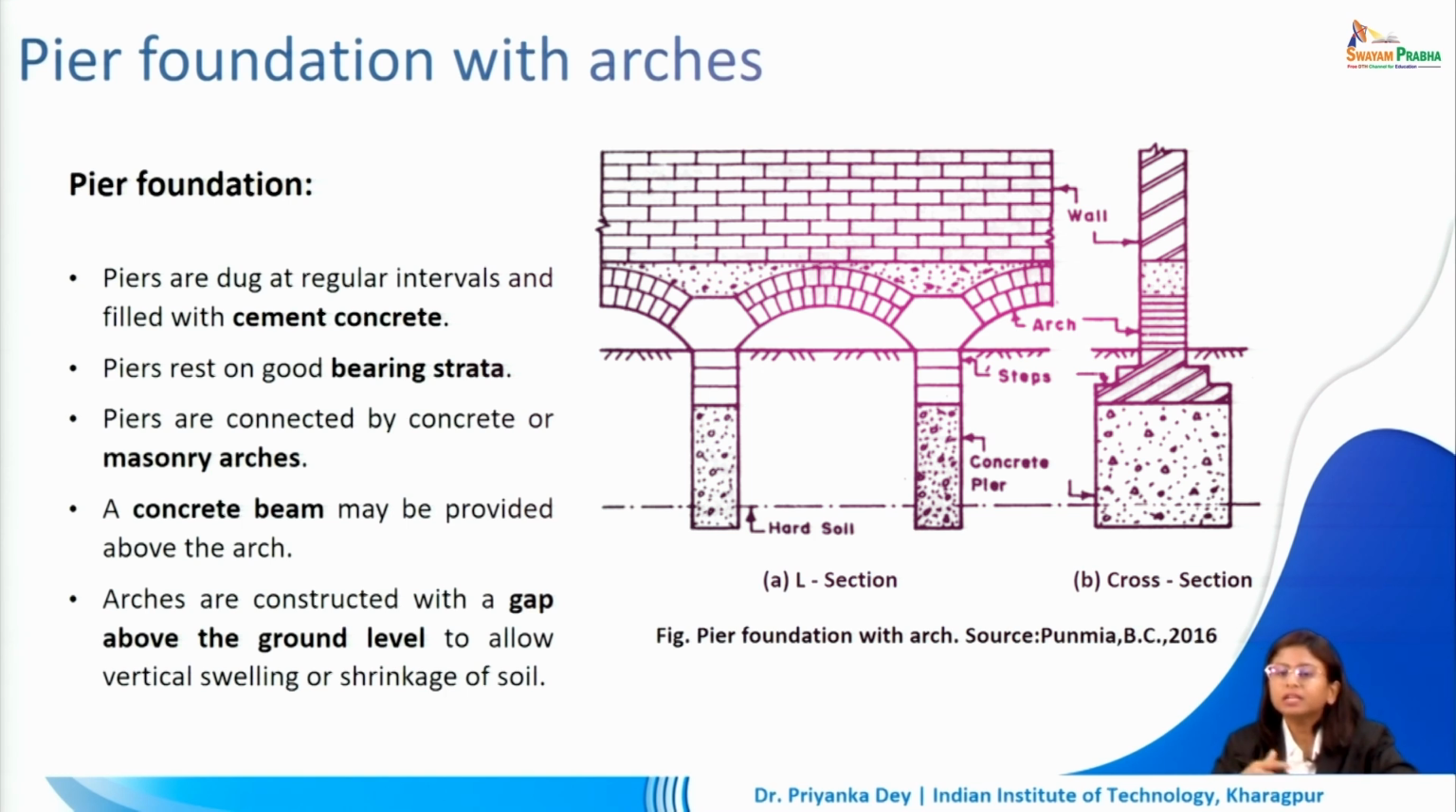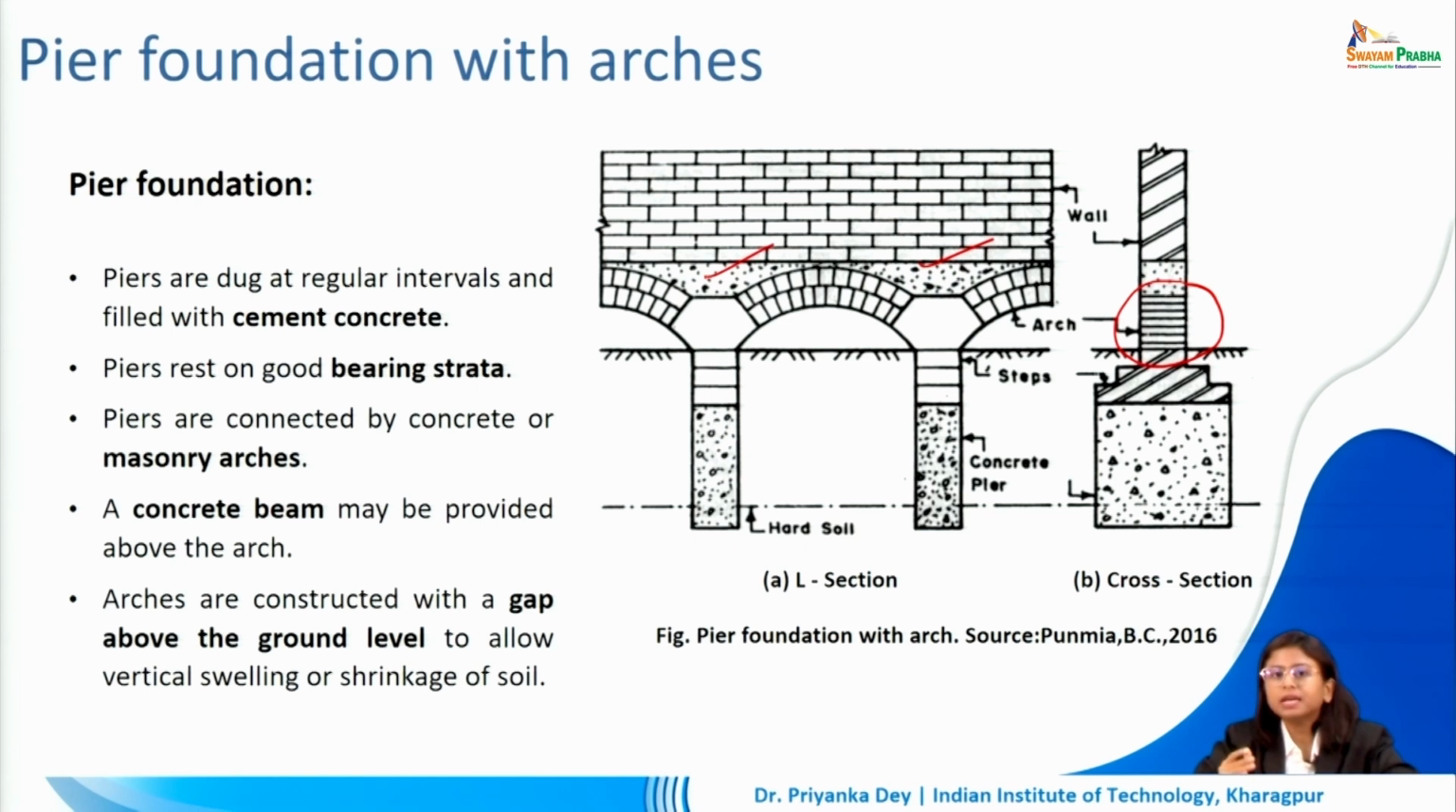So these piers are connected to each other with the help of masonry arches. We can also use concrete to build these arches. You can see this is in cross section and this is in elevation. We can see how the arches are spanning between the piers, connecting each of them. Now once these piers are created, we will provide a concrete beam above this arch so that we can get a level, straight surface on which we can start building our superstructure, because obviously we cannot build our superstructure on a curved under surface.